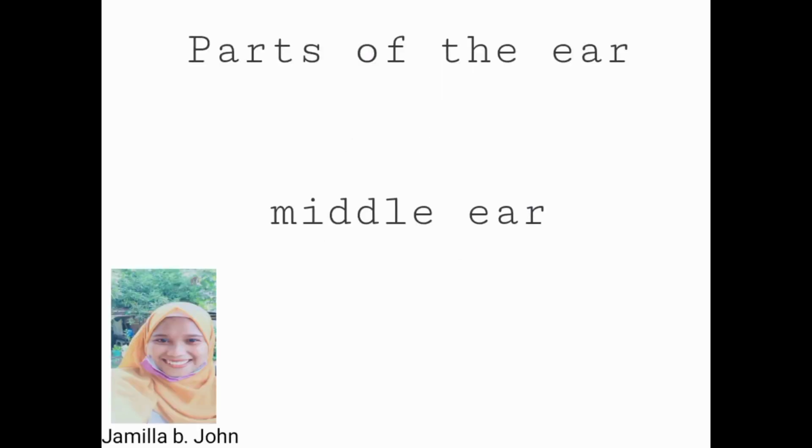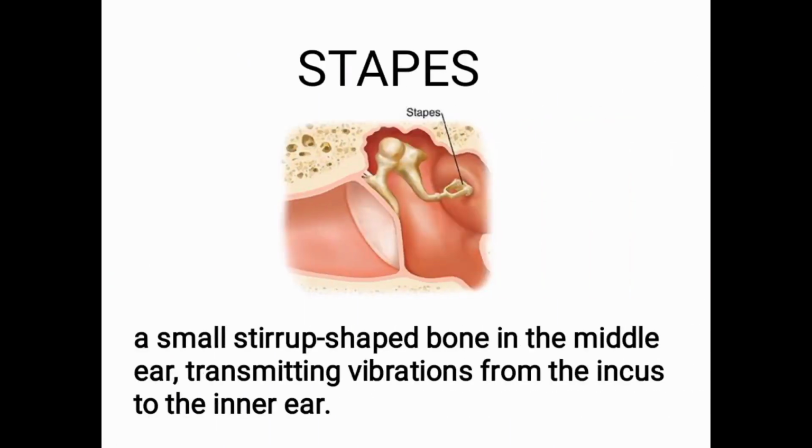Parts of the ear, middle ear. Stapes. A small stirrup shaped bone in the middle ear, transmitting vibration from the incus to the inner ear. The stapes bone is essential to our ability to hear.